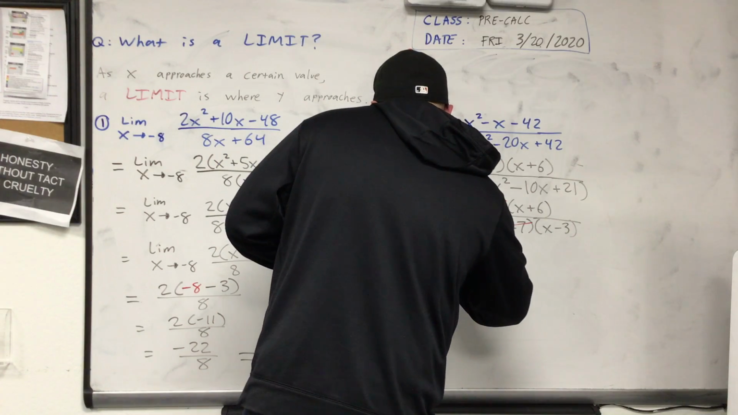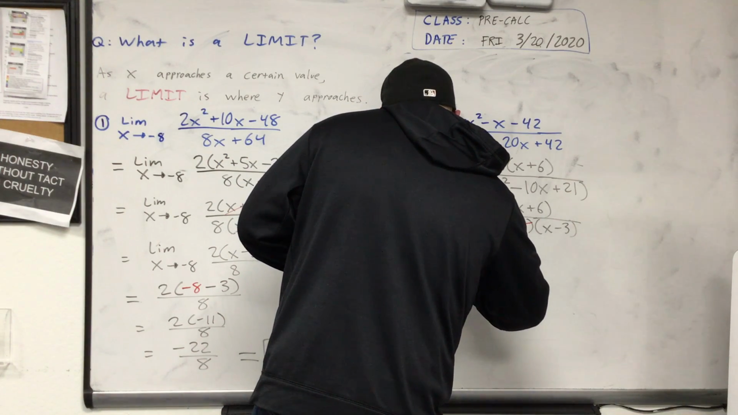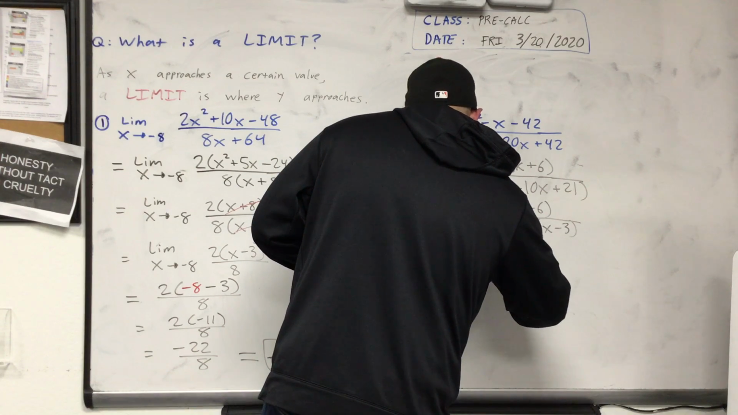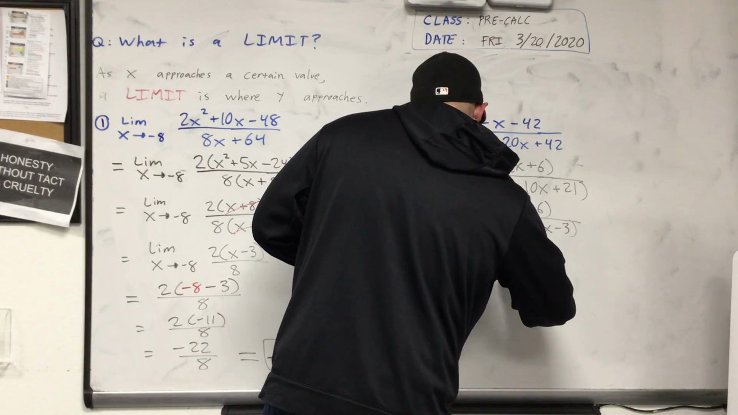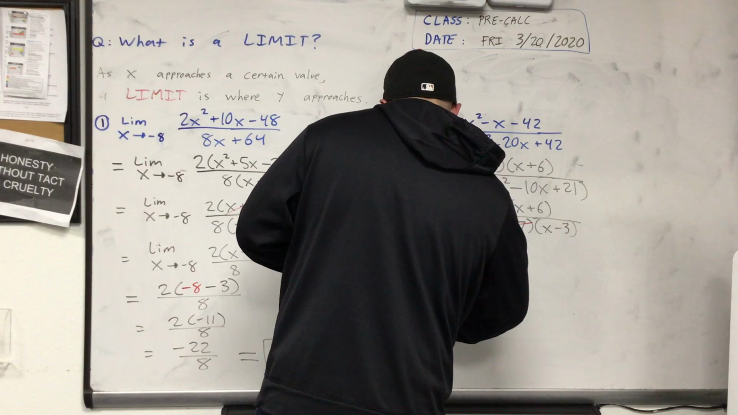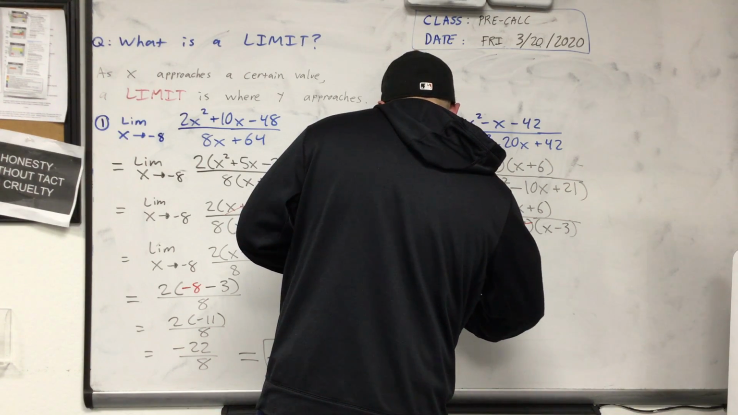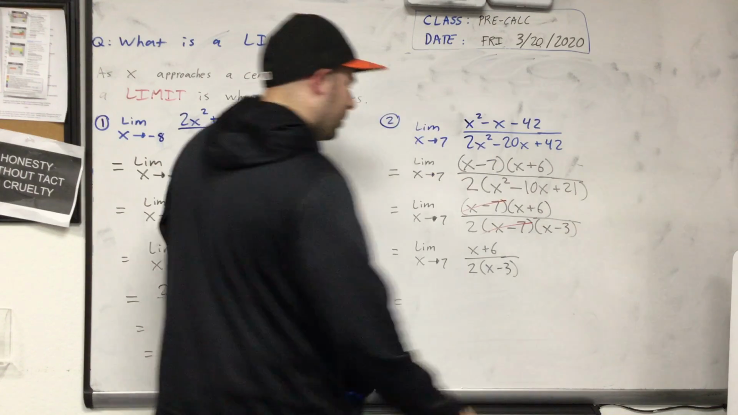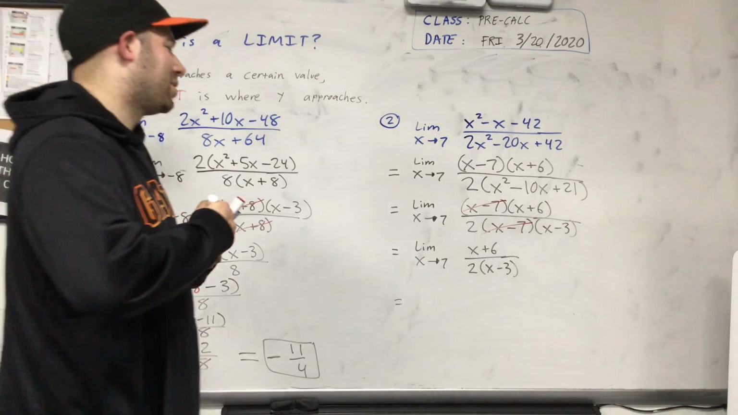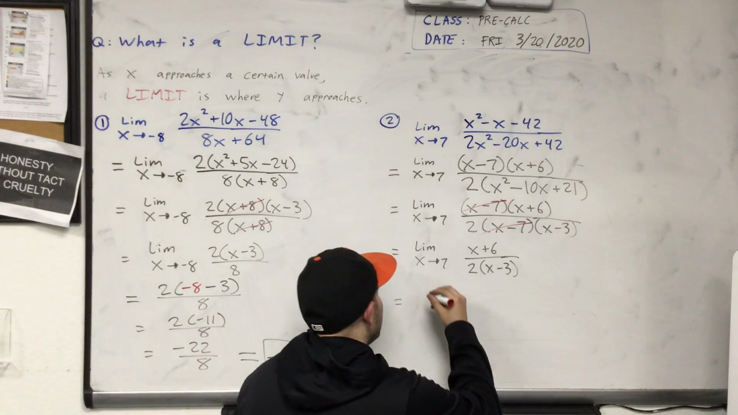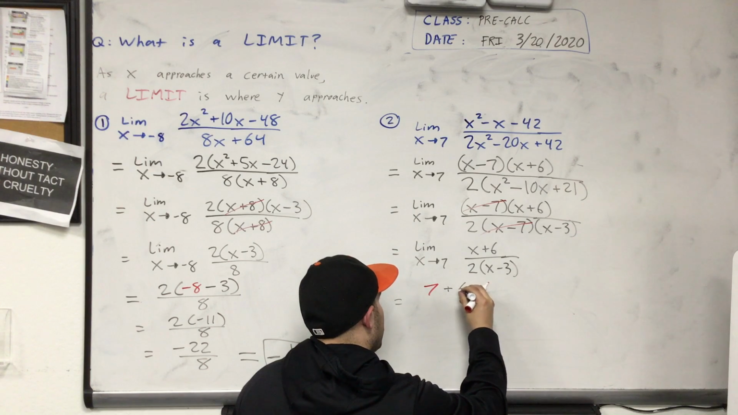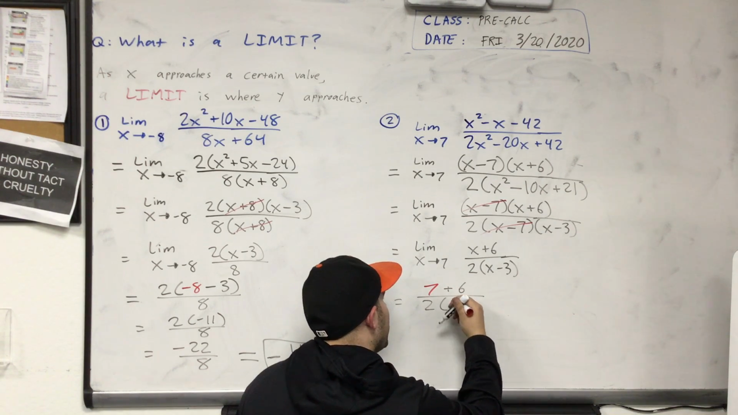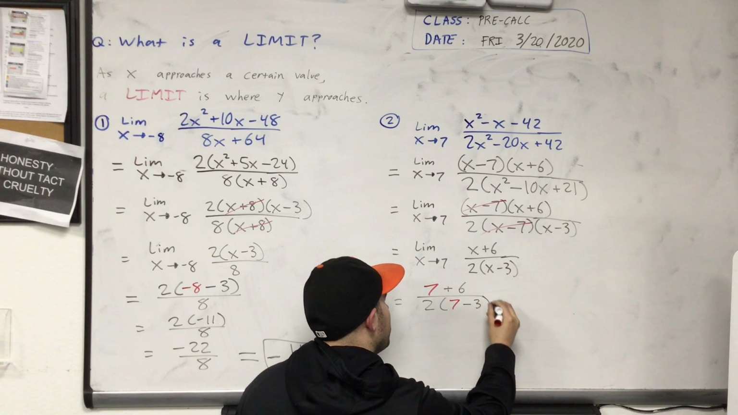So the limit as x approaches 7 of x plus 6 over 2 times the quantity x minus 3. Now, is it totally legal for me to plug in x equals 7? Yeah, it's totally legal now. So now I'm going to go to 7 plus 6 over 2 times 7 minus 3.